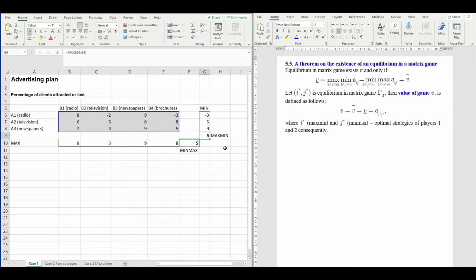Let us find the maximin strategy of the first player. We look at the lower value of the game, it is 5, and this value 5 corresponds to the second strategy of the first player, A2, television. We highlight this strategy with blue color. Also, let's look at the upper value of the game, it is 5. This upper value of the game corresponds to the second strategy of the second player, B2, television. And we highlight this strategy also. As a result, the equilibrium in this game is A2, B2.